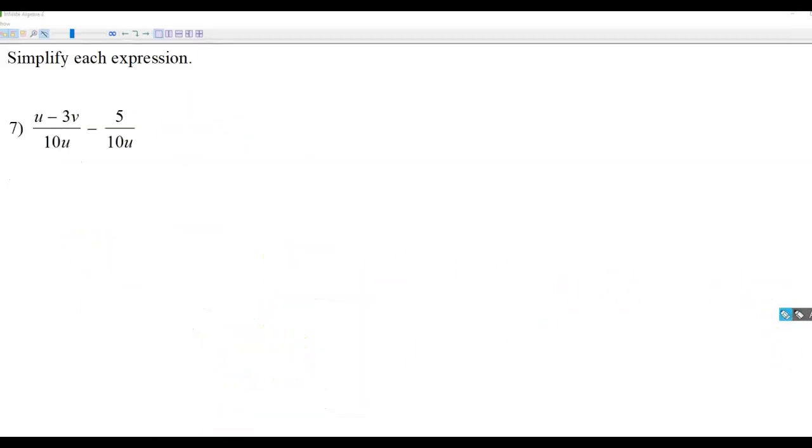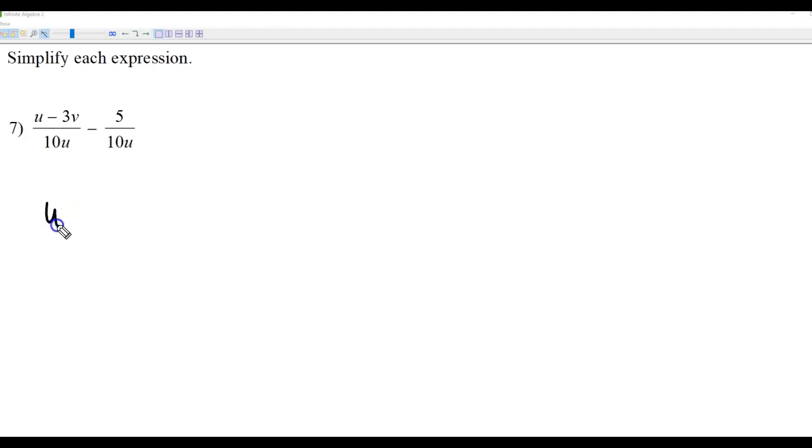Okay, we're going to switch gears here for a second, talk about adding and subtracting rational expressions. So in order to add or subtract rational expressions, you need to have a common denominator. So our first few problems are going to start off with common denominators, and then we'll show what to do if you don't have a common denominator.